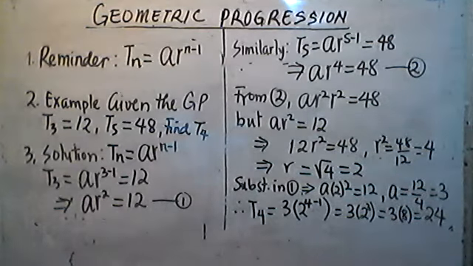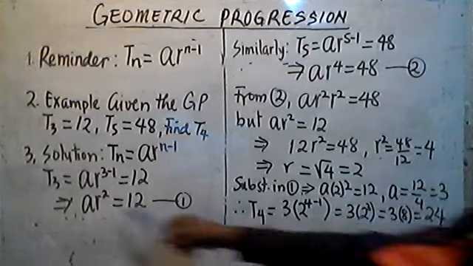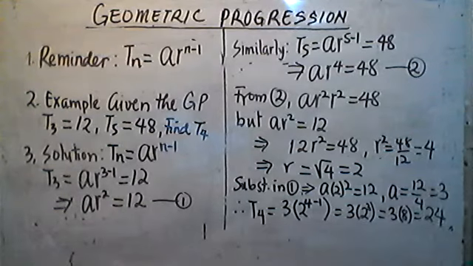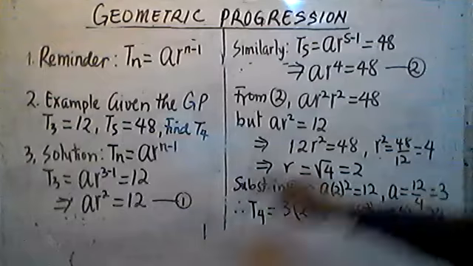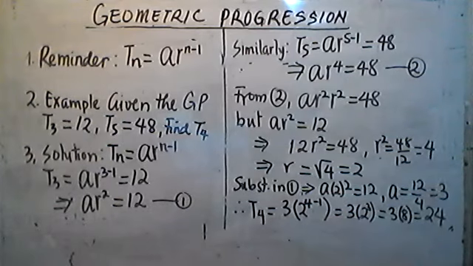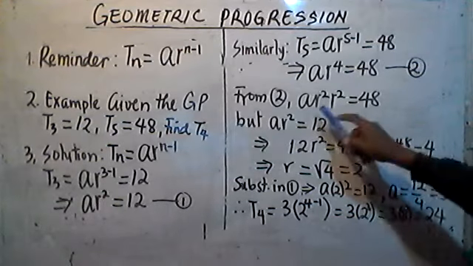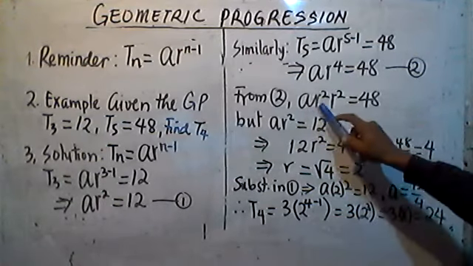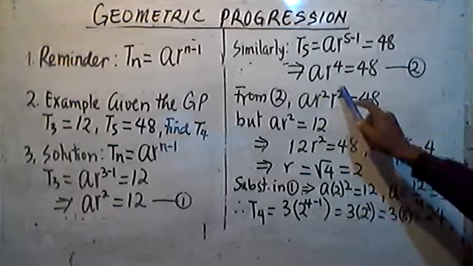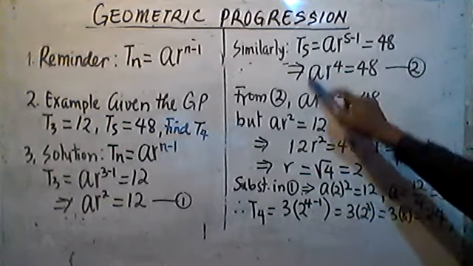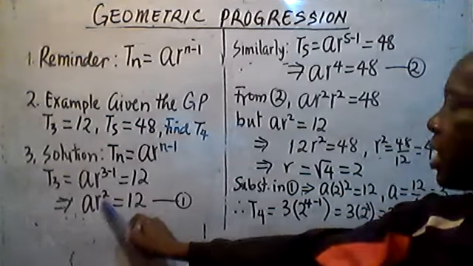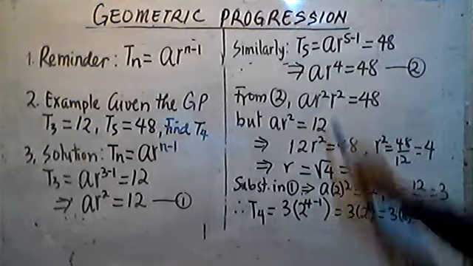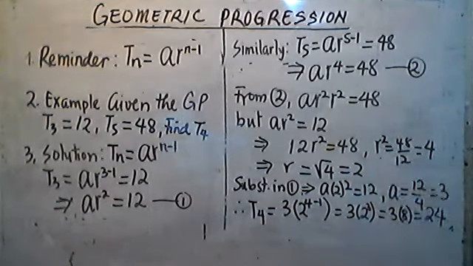From equation 2, you break it in terms of ar squared. Break down r^4 in terms of r^2. So we now have ar squared times r squared. We are doing this because it is ar squared here, so we want to get ar squared out of this. That will be equal to 48.